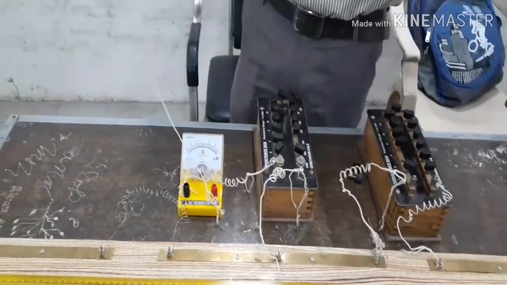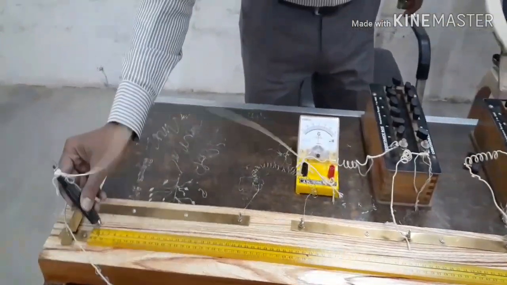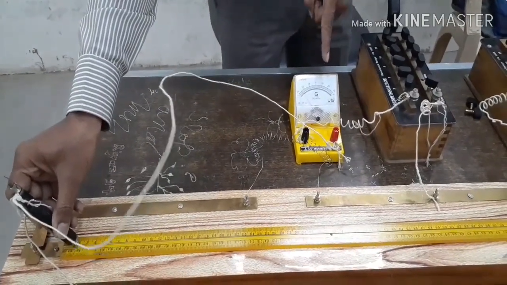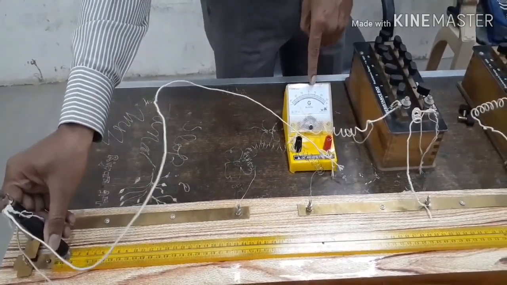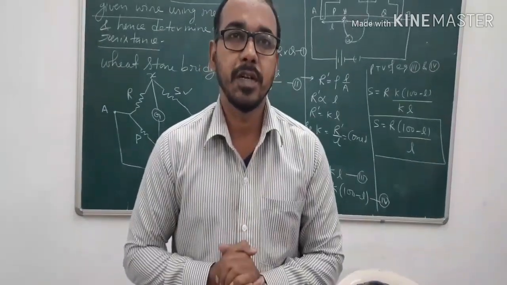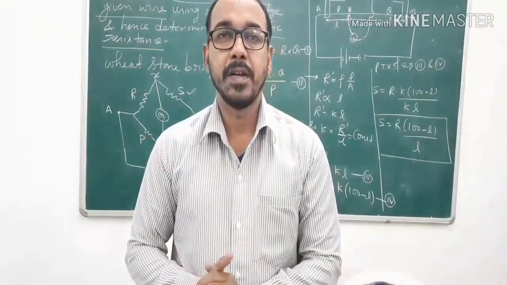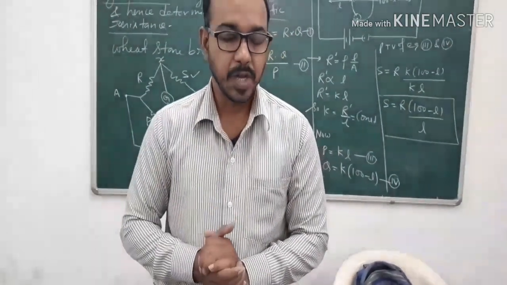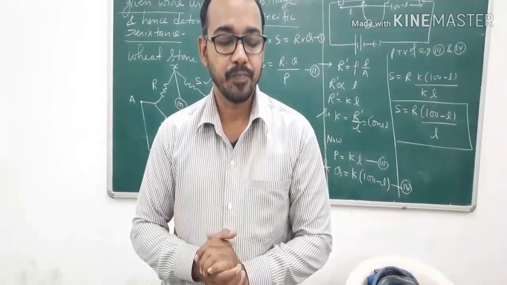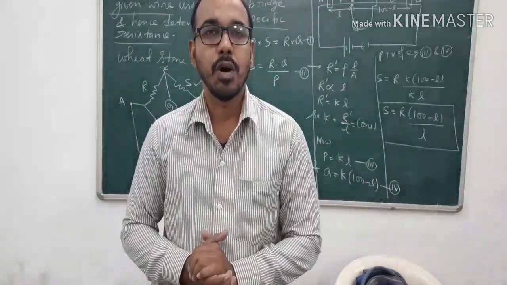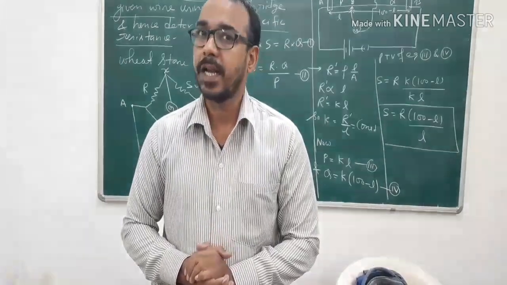Now see what will happen if you keep your jockey over here. The deflection gets reversed in the galvanometer. This shows that the connection is correct. If this is not happening, that is, the galvanometer is not showing two-directional deflection, then either your connection is wrong or the wires are loosely connected.